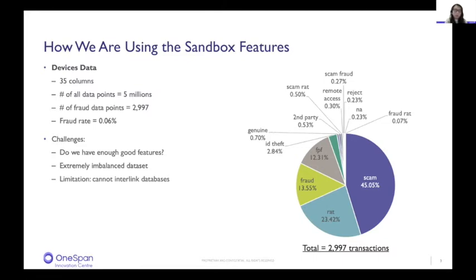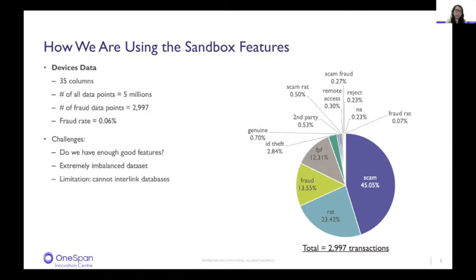So the first question that came up is, do we actually have enough good features in the data set so that we can separate the 2 classes? As I've also mentioned, it's an extremely imbalanced data set, so it is quite challenging for machine learning algorithm development.